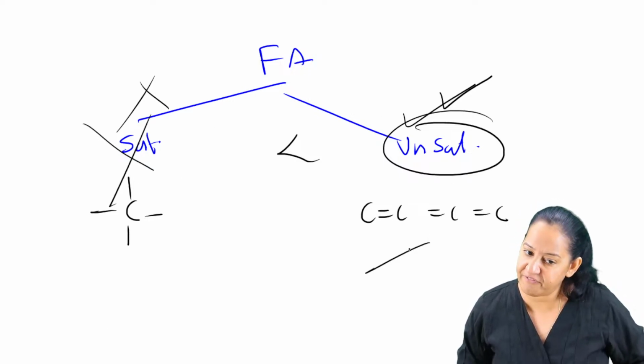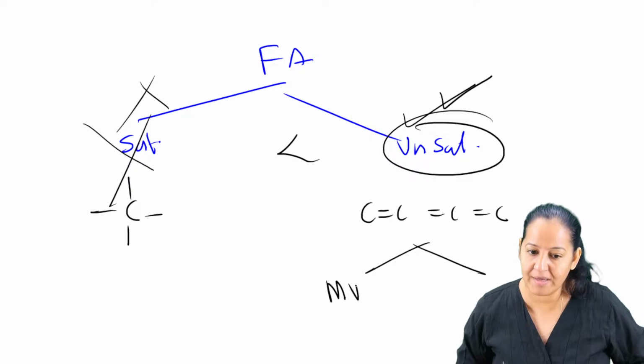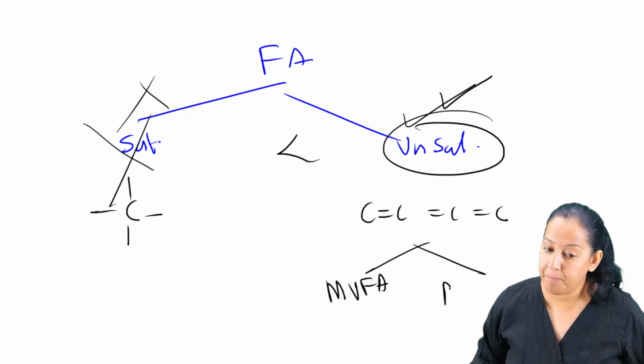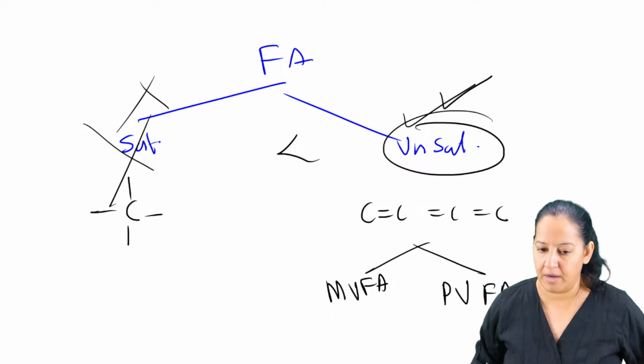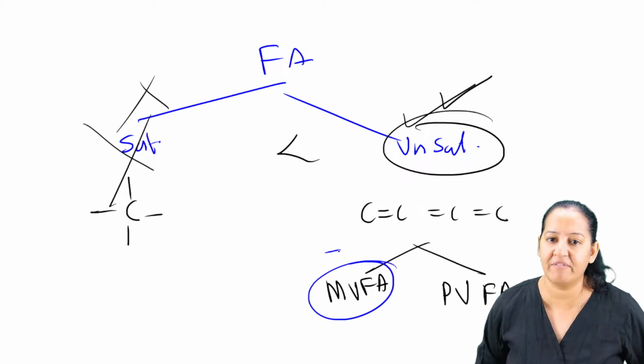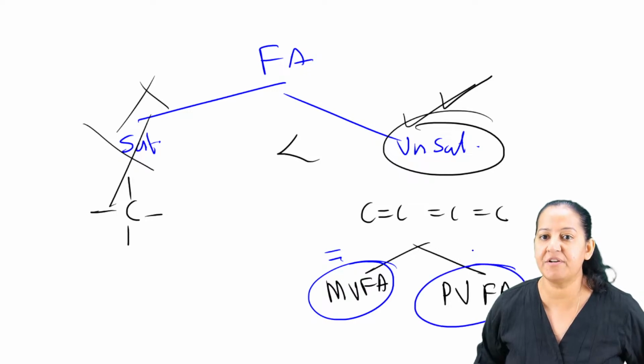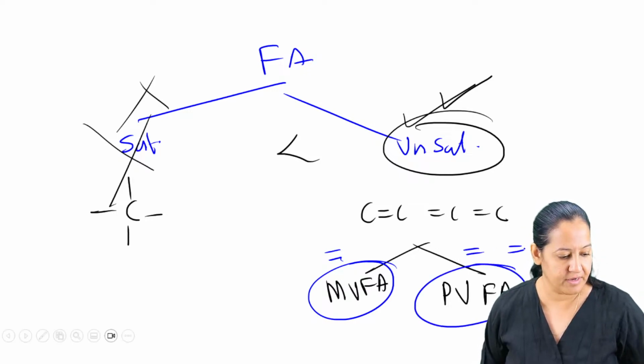Unsaturated are further of 2 types. It can be monounsaturated fatty acid, MUFA, or polyunsaturated fatty acid, that is PUFA. In monounsaturated fatty acid, only 1 double bond is there. And in polyunsaturated fatty acid, multiple double bonds are there. You are getting my point.